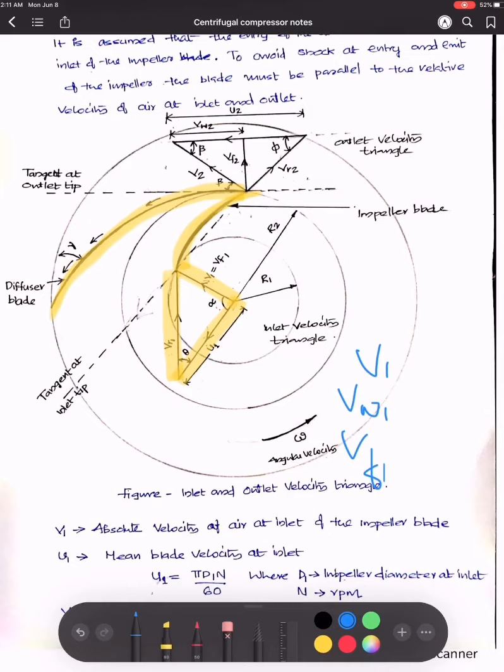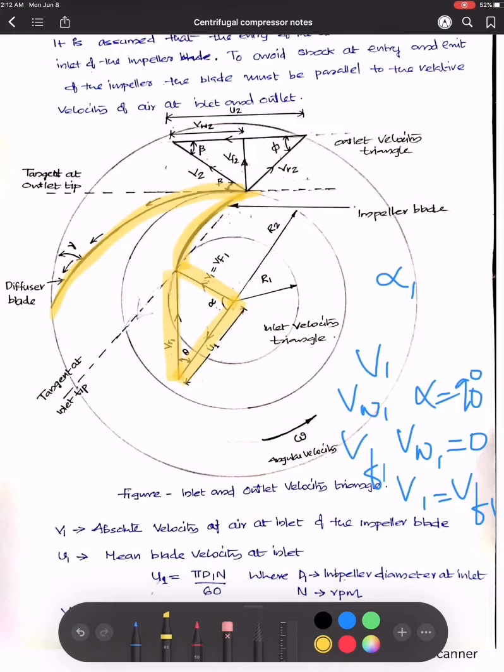Now, there are two angles, alpha and theta. Alpha is the angle made by V1 with U1. It is called the guide vane angle or guide blade angle. And theta is called the impeller blade angle or simply the vane angle. Similarly, we have a velocity triangle at the top also, at the outlet. In the inlet triangle, since alpha is equal to 90°, the horizontal component will be 0 and V1 will be equal to VF1. Just keep that in mind.